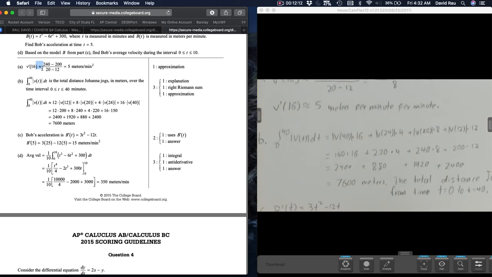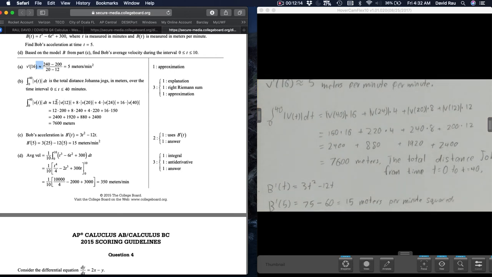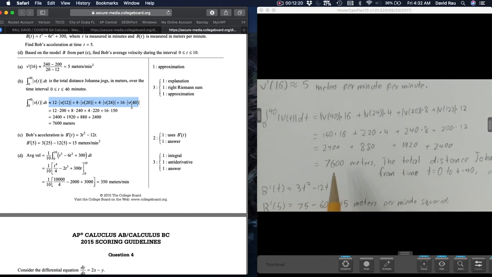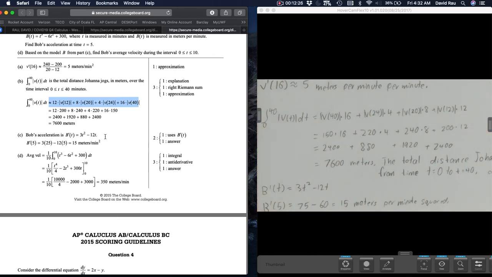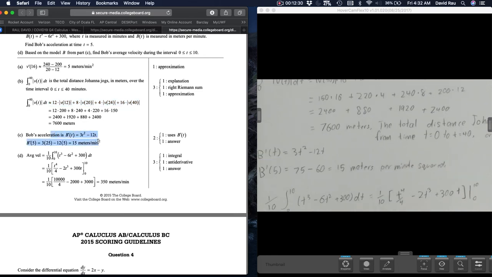All right, up next. So again, we can see they did theirs from least to greatest x values. To me, if I'm doing a right Riemann sum, it just makes sense for me to start on the right and carry it back to the left. Same answer either way. We get 15. We did 15 meters per minute squared. And I used v prime of t. Then I have an integral, I have the antiderivative correct, and I have my answer.